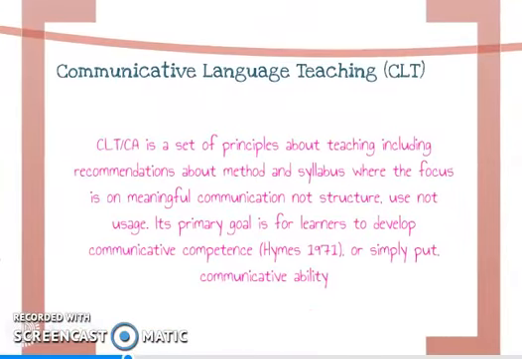Communicative language teaching or CLT. CLT or CA is a set of principles about teaching, including recommendations about method and syllabus, where the focus is on meaningful communication, not structure, use not usage. Its primary goal is for learners to develop communicative competence, or simply put, communicative ability.